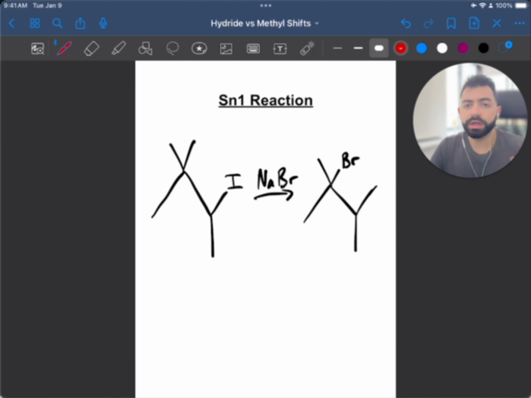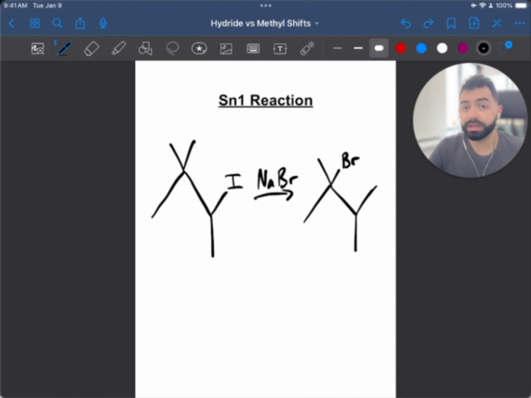So let's suppose that we are doing this SN1 reaction where this iodine is the leaving group and this bromine is the nucleophile. But you notice that the bromine actually ends up on this carbon right here, and you see that it's sitting right here. So how did that happen? How did we go from the leaving group being on this carbon, but now the nucleophile ends up on this carbon? Well, this is because of a carbocation rearrangement.